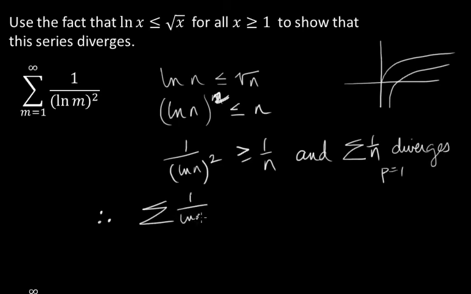Summation 1 over natural log n quantity squared diverges. And we'll just say it diverges by the comparison test, excuse me.